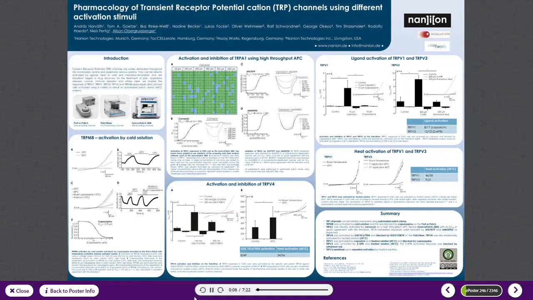Welcome to my poster number P052.01 entitled Pharmacology of Transient Receptor Potential Cation, or TRP, Channels using Different Activation Stimuli. My name is Ali and I work for Nanion Technologies, the manufacturers of the automated patch clamp instruments used in this study. With this poster, I would like to give you a quick introduction into automated patch clamp and give you examples of different TRP channels used on automated patch clamp devices with varying throughput.